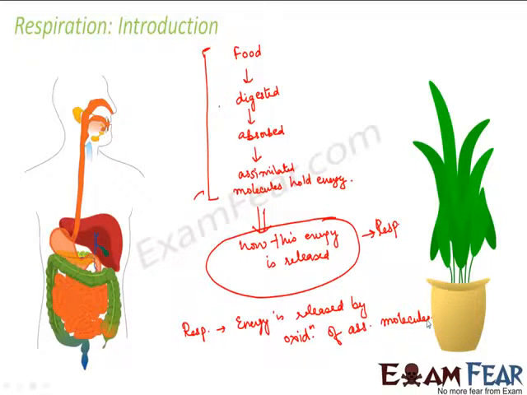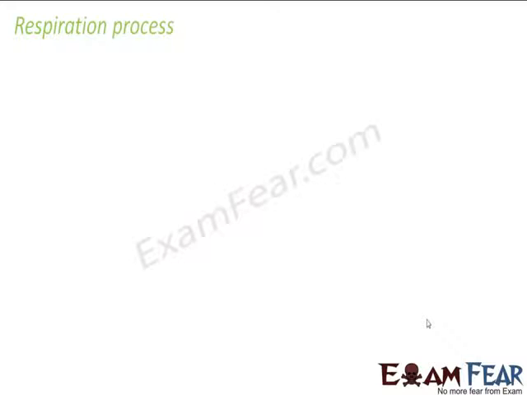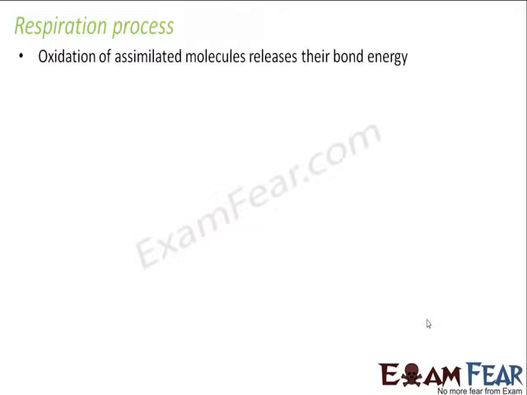Here we will now talk about the process of respiration. What happens in respiration? As I mentioned, oxidation of assimilated molecules releases their bond energy, because once the food is absorbed, its energy is stored inside molecules. Their energy is stored as the bond energy of the molecules. We want to free that energy. We want that energy to get released. So what happens? Oxidation of the assimilated molecules.